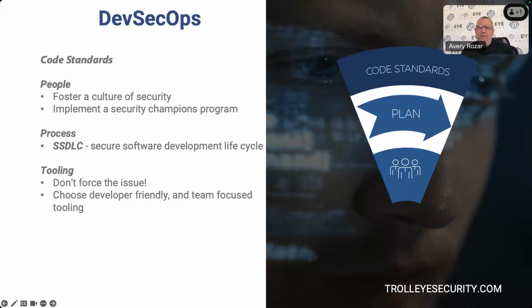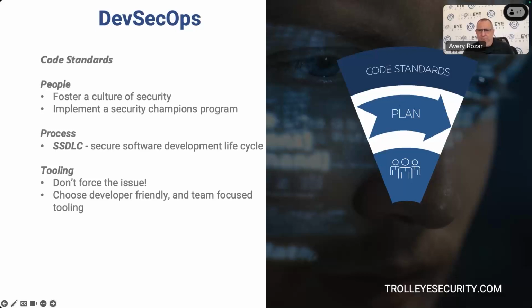So the next portion of the planning phase is code standards, right? And that includes people, processes, and tooling. Fostering a culture of security among all stakeholders, from developers to IT operations and to project managers, is essential. You also have to have a security champions program for your development team. A lot of times you can pick out those folks on your dev team that are really interested in security. Those people are very essential to having a good security champions program.